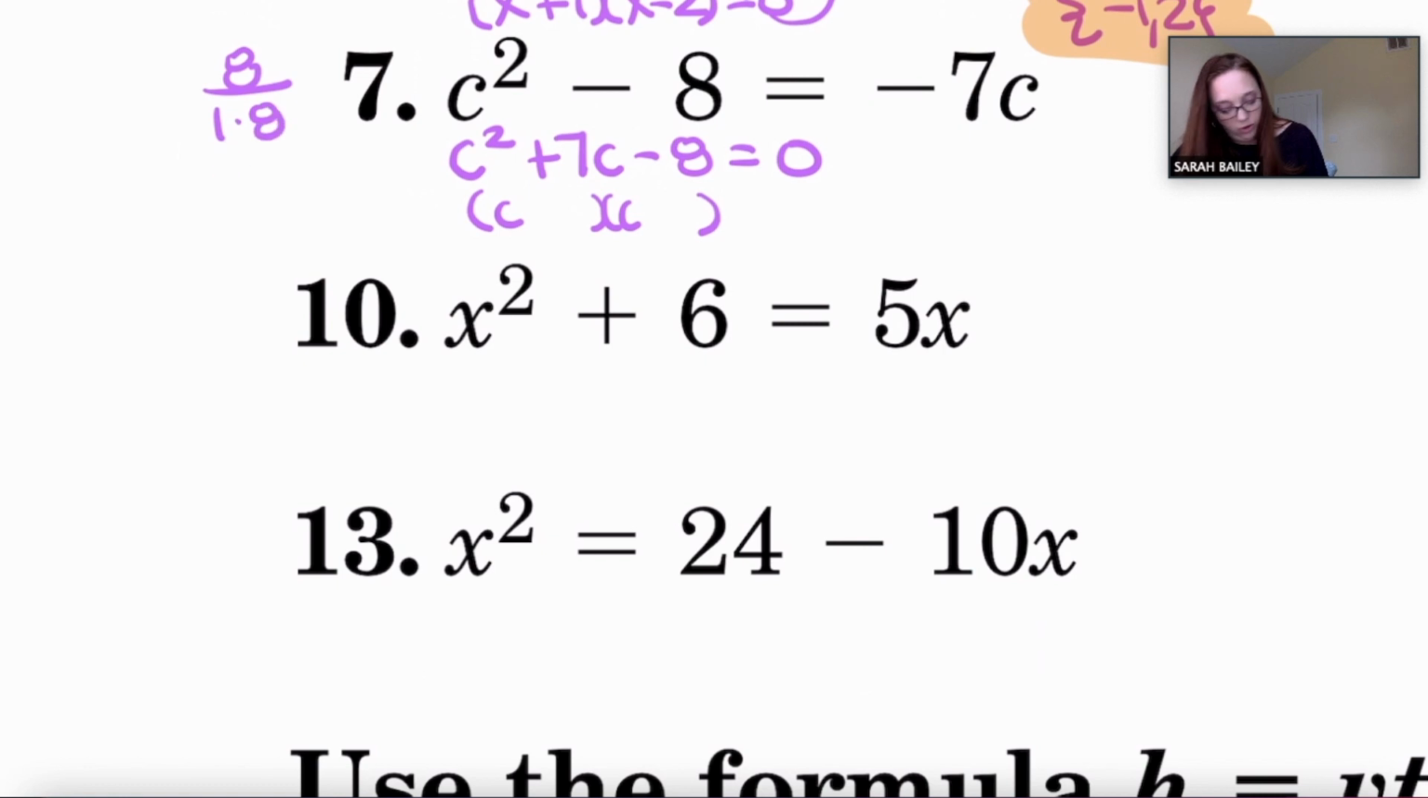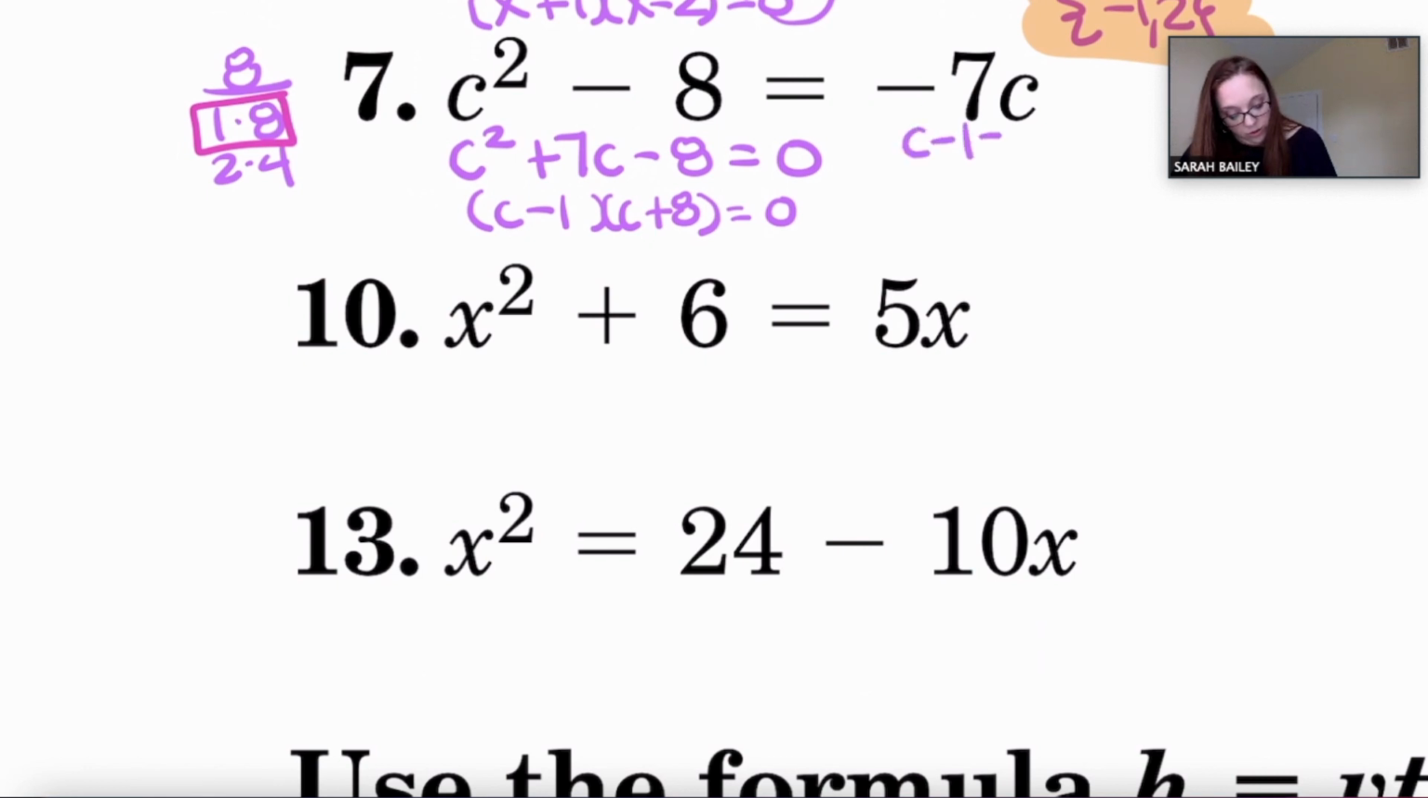1 times 8, 2 times 4. So there's more than one pair here, and I want the pair that would give me a 7. It's supposed to be a positive 7. So if I do negative 1 plus 8, I end up with positive 7. Negative 1 plus 8. So it would be c minus 1 times c plus 8.